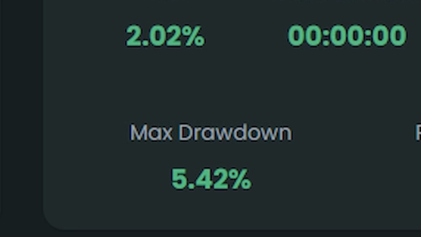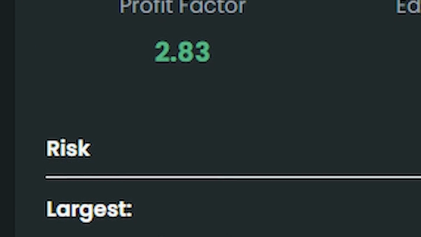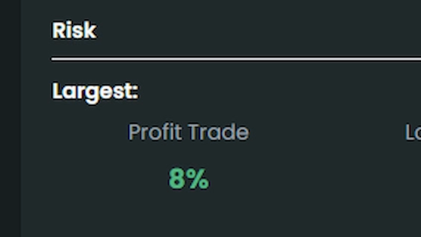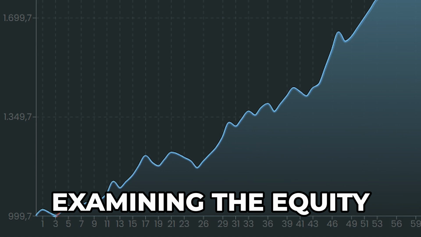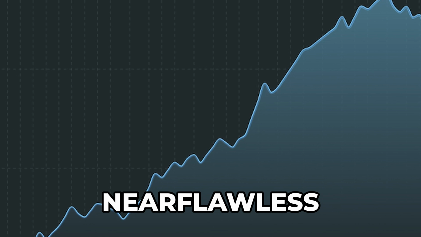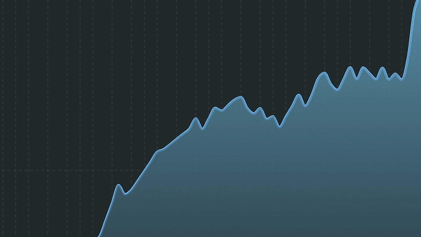What's more, our maximum drawdown was a mere 5.4%. Taking a closer look, our profit factor stands at an impressive 2.83, showcasing the effectiveness of our strategy. The largest profit trade reached a remarkable 8%, while the largest loss trade was only 2%. Examining the equity curve, we witnessed near-flawless account growth, reaffirming the potential of this strategy in real-world trading scenarios.